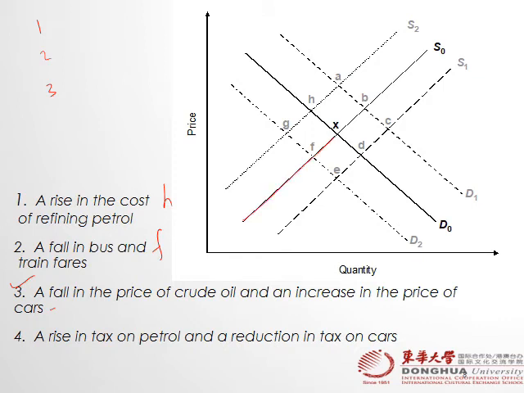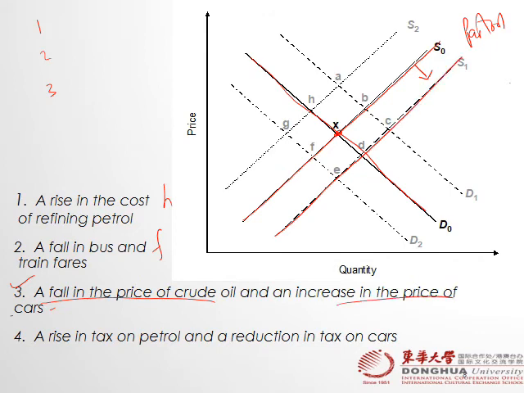Right now we are initially at X, this is our equilibrium. In the sentence, a fall in the price of crude oil, this is the market for petrol. Crude oil is basically the raw material for petrol. So a decrease in input prices causes an increase in supply, so the supply curve shifts to the right. So we have a new supply curve here.